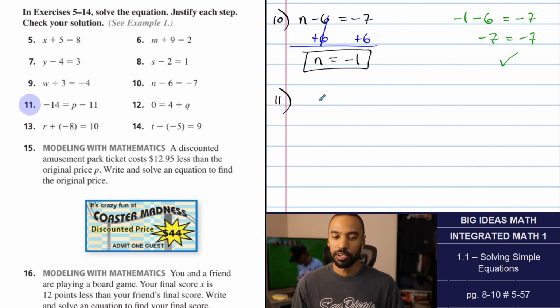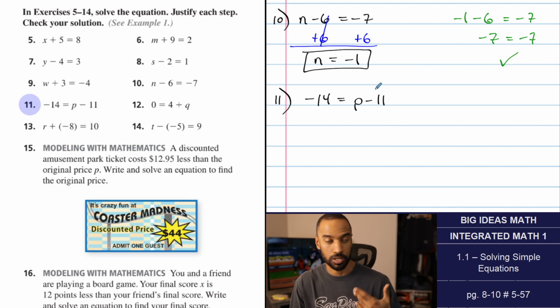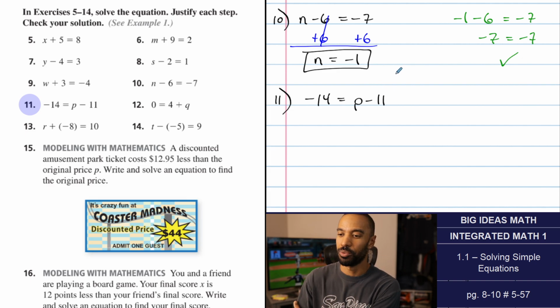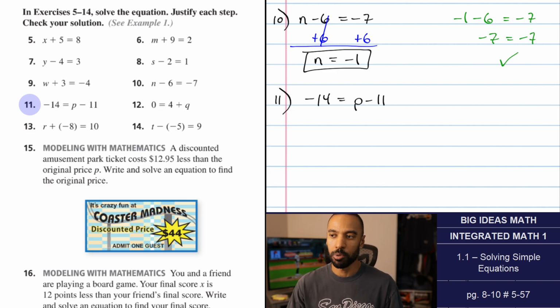All right, numbers 11 and 12 are slightly, they're not different, but they have a different perception to them because suddenly our variable is on the other side of the equation. Oh no, gasp, what do we do? Well, same thing, we still have to get the variable by itself. Doesn't matter what side of the equation it's on, it matters that in the expression, there's just that variable alone.